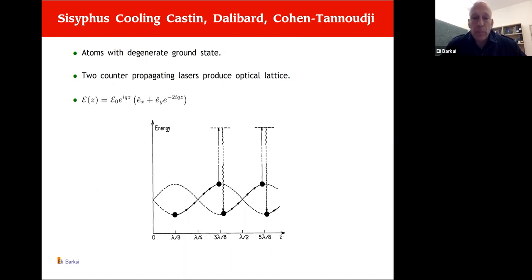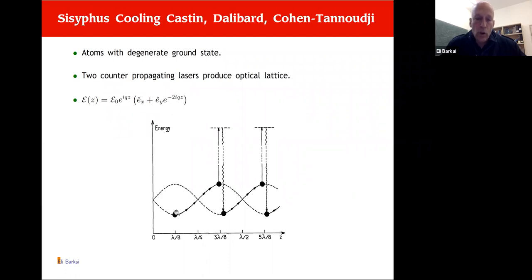Again, this will be the tip of the iceberg. Don't worry if you do not understand all the details. So the idea here is the following. You have these atoms, these rubidium atoms. They are in these laser fields, and these laser fields create some electric field. This is given by this expression, which is a function of Z.